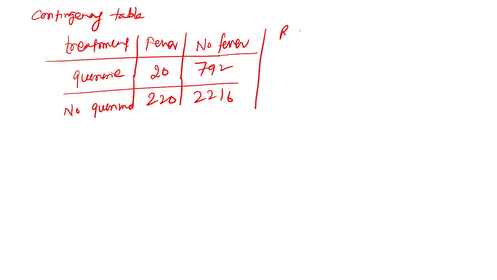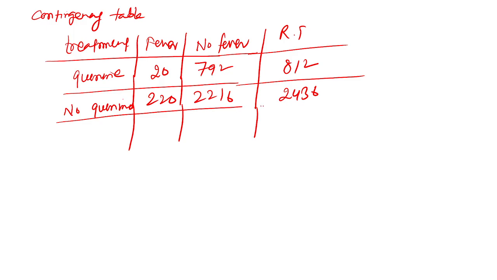Row total will become 812, 2436. Column total will become how much? 240 and 3008. So total we have 3298.